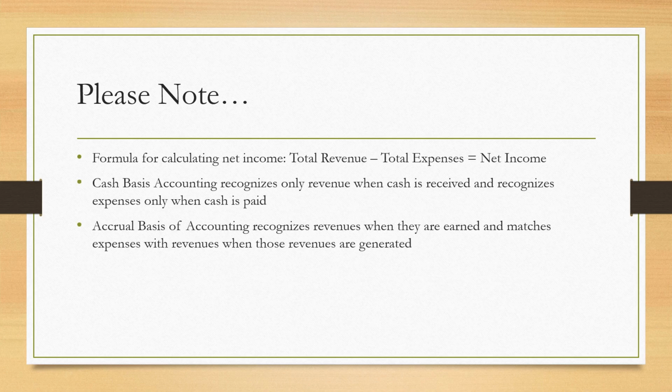So before we go on, I want to make note of a few things. First, the formula for calculating net income is total revenues minus total expenses, which is then equal to net income. And then just a review of what cash basis accounting is. It is the method of accounting that recognizes only revenue when cash is received and recognizes expenses only when cash has been paid. Accrual basis of accounting, on the other hand, recognizes revenues when they are earned and matches expenses with revenues when those revenues are generated.